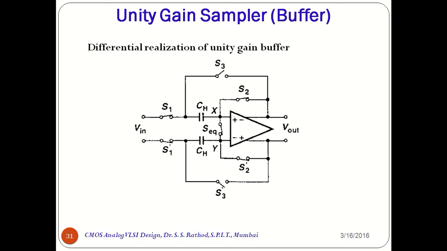We can also realize the unity gain buffer by using a differential configuration, which is shown in this figure. Here SEQ is used for equalizing the charge at nodes X and Y if charge injection happens because of the switches S2 and S2 dash. So this SEQ is going to be turned off slightly after S2 and S2 dash turn off and before S1 and S1 dash.